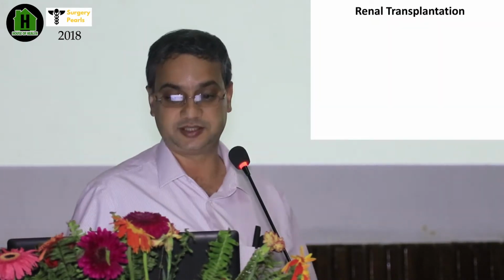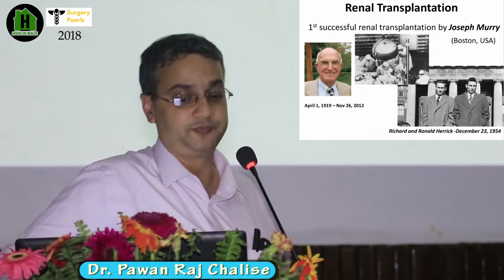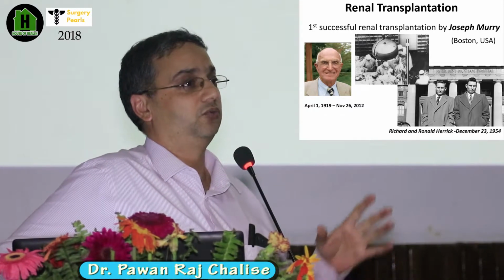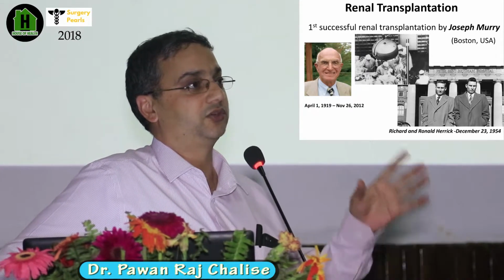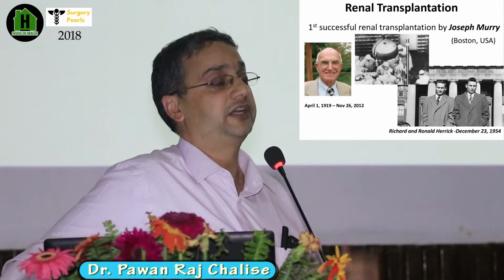So to my topic proper, with this background, I would like to start with renal transplantation. A bit of history on the transplant is quite interesting. The first successful renal transplantation was done by Joseph Murray in Boston, USA, in the year 1954. One of a pair of identical twins was suffering from CKD, and his brother, the identical twin, was the donor. It was Christmas Eve.